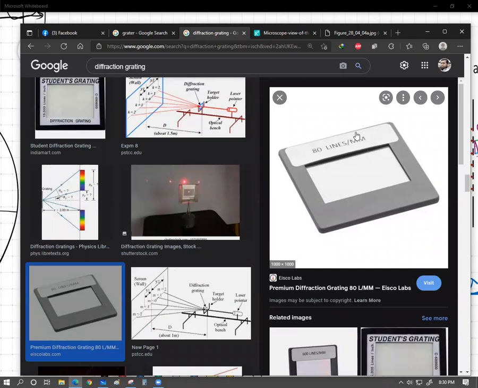So this is how we express the information of a diffraction grating. Now you might wonder, 80 lines per millimeter, what does that actually mean?